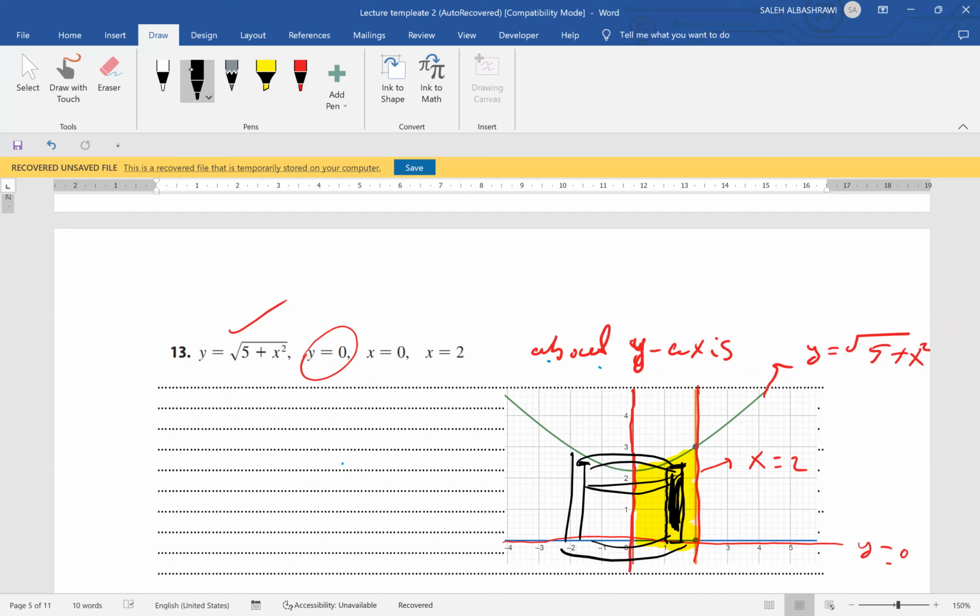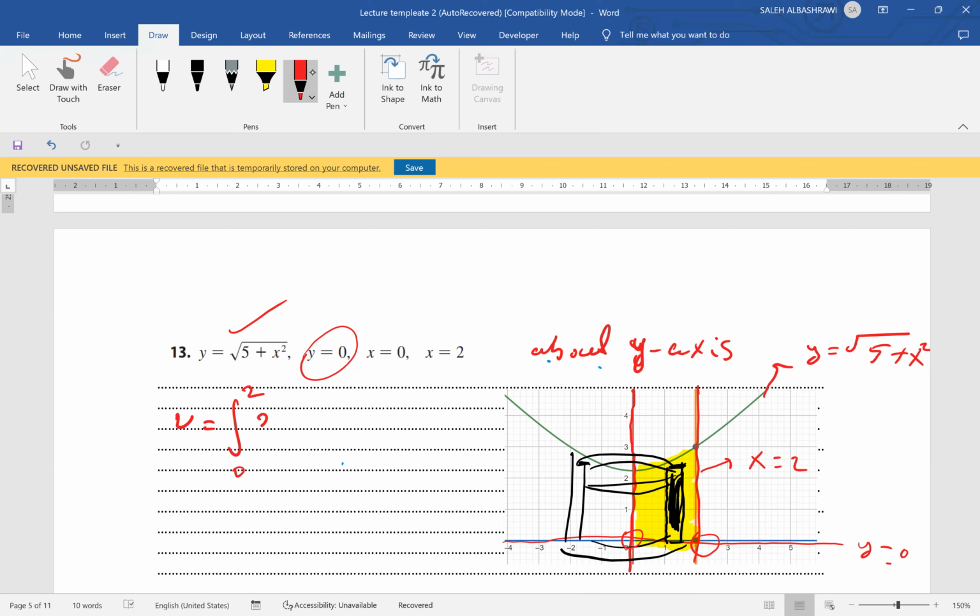So the volume for this one, V, is equal to the integral from 0 to 2. We are using the x variable because this is about the y-axis. We are using the limits of the x variable, not y. This is the cylindrical shell method. This is not disk or washer. This method is different from the previous one, where we find the volume by disk or by washer.